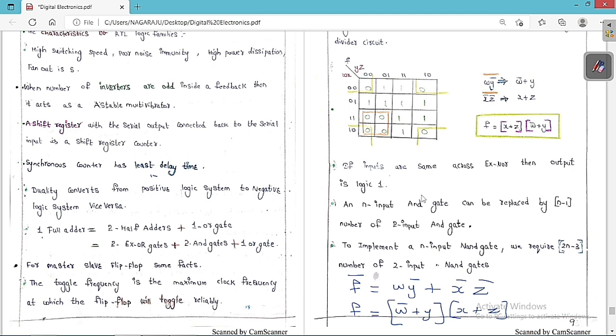So an n input AND gate we can replace by n minus 1 number of 2 input AND gates. Similarly, an n input NAND gate can be replaced by 2n minus 3 number of 2 input NAND gates. So these are the two things that you always have to keep in your mind. Simply, an n input AND gate can be replaced by n minus 1 number of 2 input AND gates, and an n input NAND gate can be replaced by 2n minus 3 number of 2 input NAND gates.